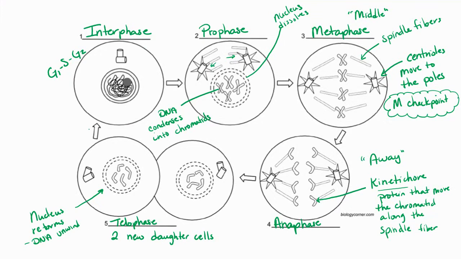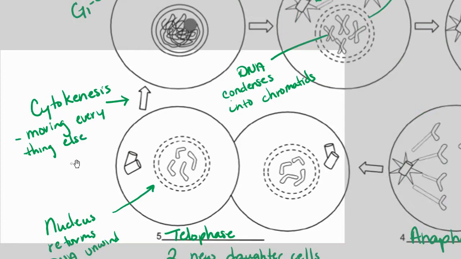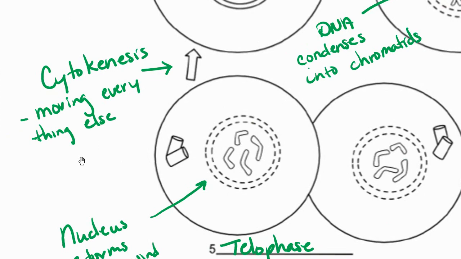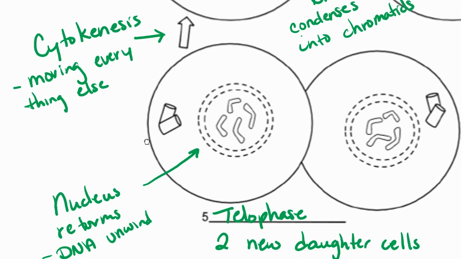Also, what happens here, our little arrow that we don't mention, is cytokinesis. And so cytokinesis is moving everything else. So that's where all the cytoplasm moves, the Golgi bodies, endoplasmic reticulums, lysosomes, peroxisomes, mitochondria, chloroplasts, if it's a plant. All those guys separate out in cytokinesis.